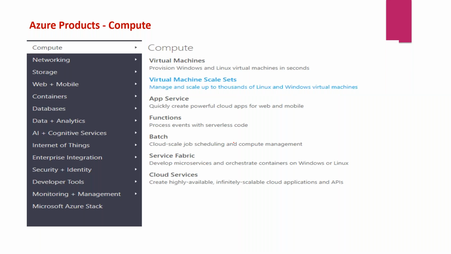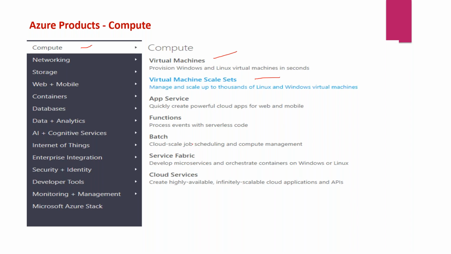Okay, if you look at the different products of Azure, I told you there are about 100-plus services available. In compute, you have virtual machine scale sets, app services, functions, batch, and service fabric. What are these services? We're going to cover them in detail, but just for your understanding, these are the services that are available.